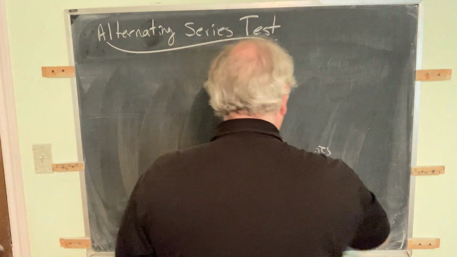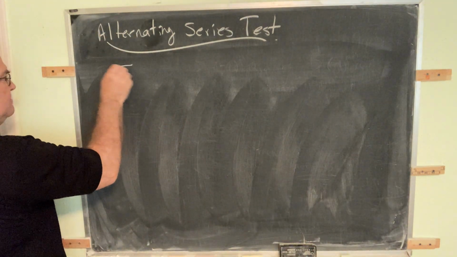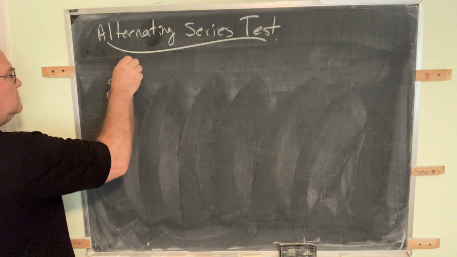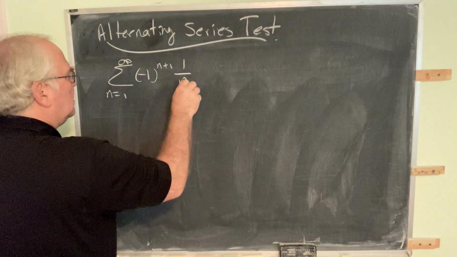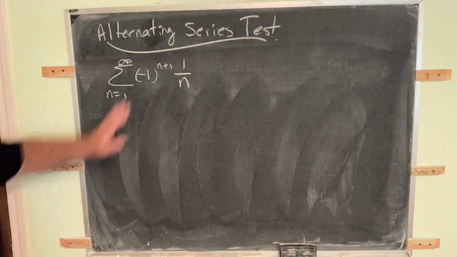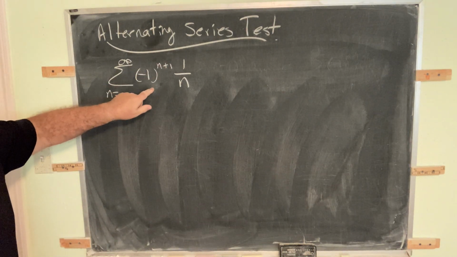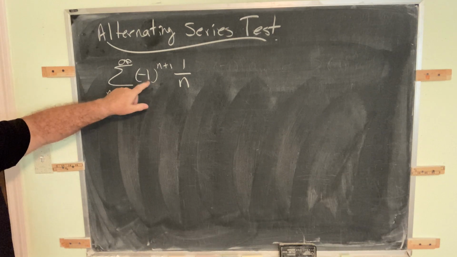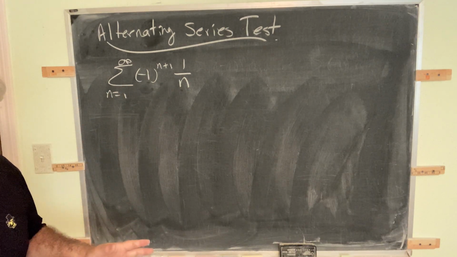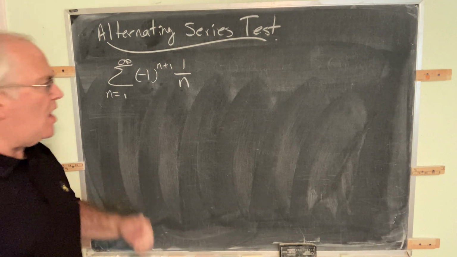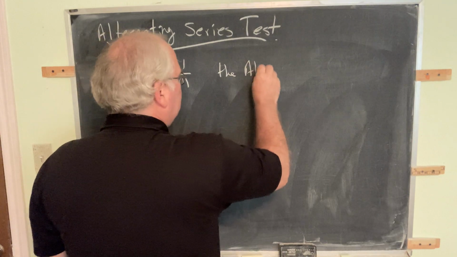There is one particular alternating series that is of interest. It's this one. If you don't have this piece, that's the harmonic series. But you do have this piece, it's alternating. So this is the alternating harmonic series, and it has a special name. The special name for the alternating harmonic series is the alternating harmonic series.